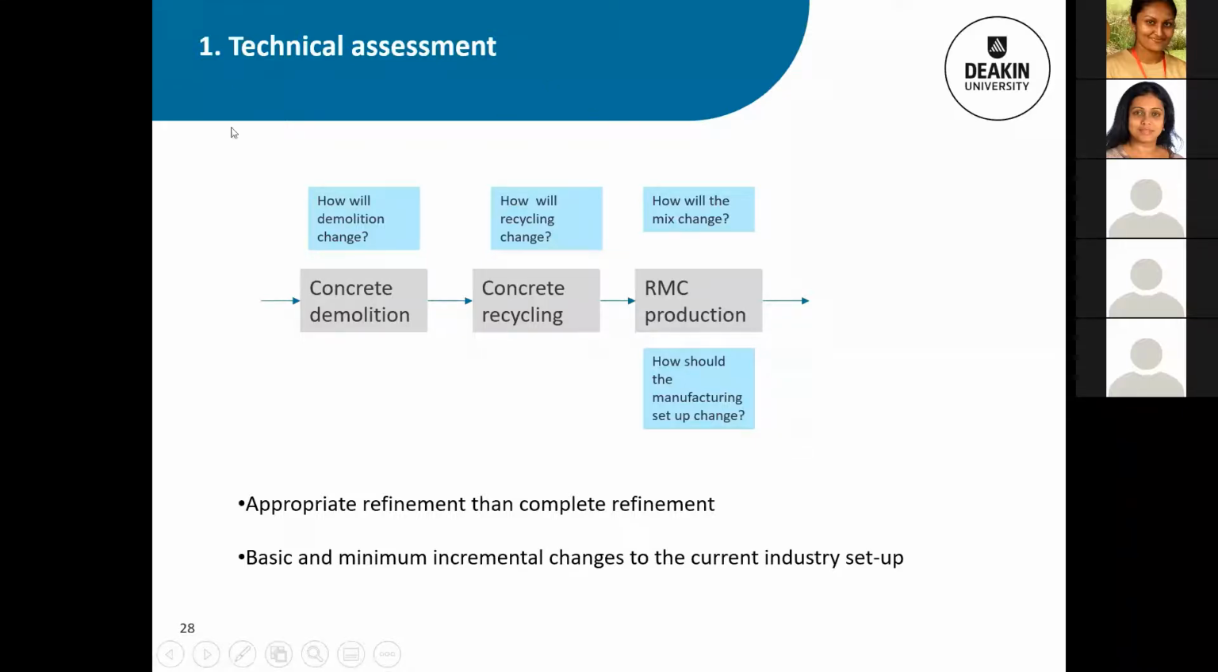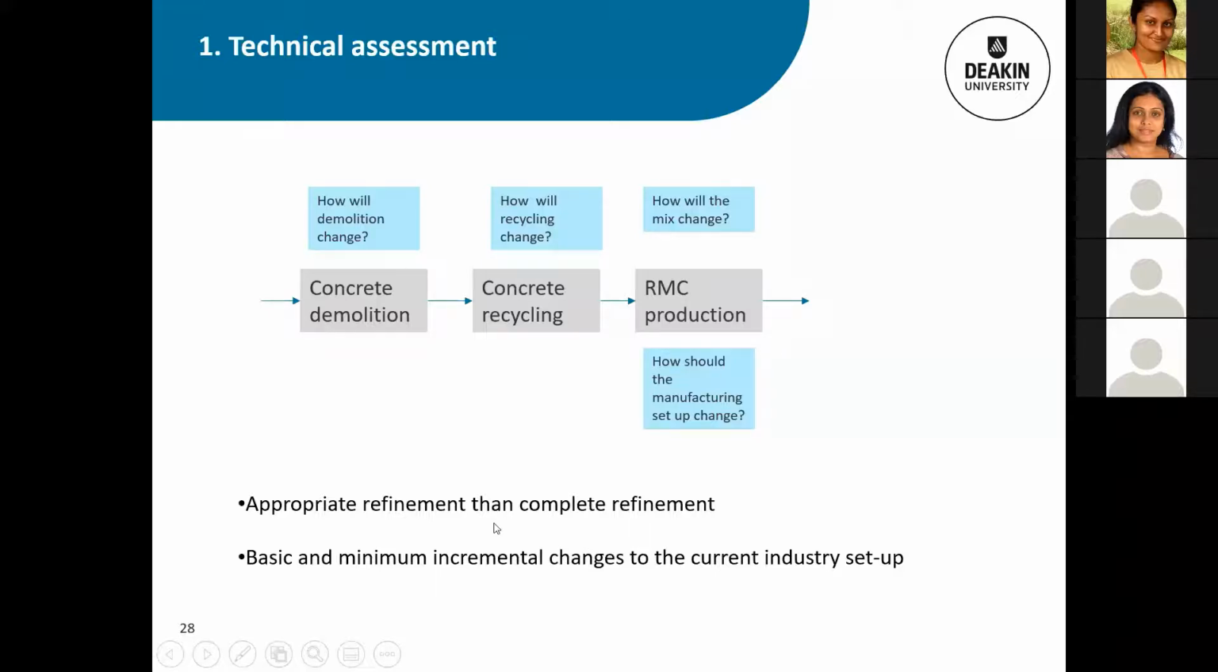So I'll probably explain very quickly the thinking behind the technical assessment, or the principles that were used. Again, it's about simulating what the production environment will be for a new alternative. If recycled concrete aggregate is produced to be used in ready-mix concrete production, how will the demolition operation change? How will recycling change? How will the concrete production mix change? And how will the ready-mix concrete manufacturing setup change? Those changes were captured in different scenarios.